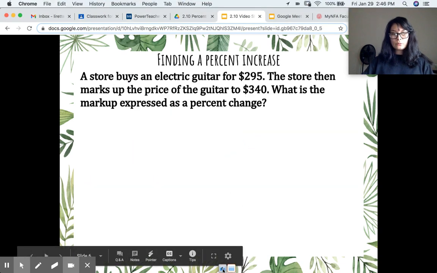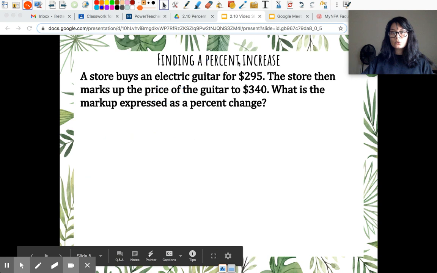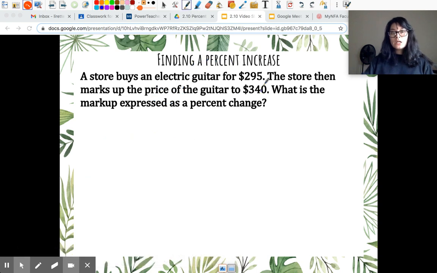Let's do another one. In this one, we're explicitly told that this is a percent increase, so the new amount is going to be higher than the original. A store buys an electric guitar for $295. Then the store marks up the price to $340. So here is the original price, and that's the new price after it was marked up. What is the markup expressed as a percent change?